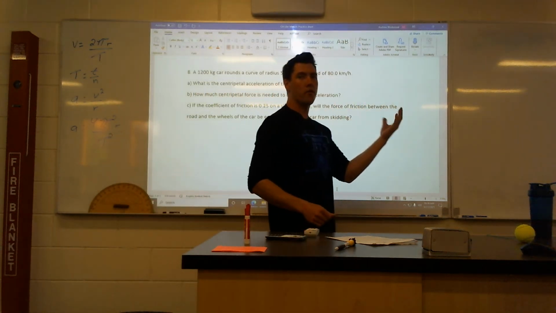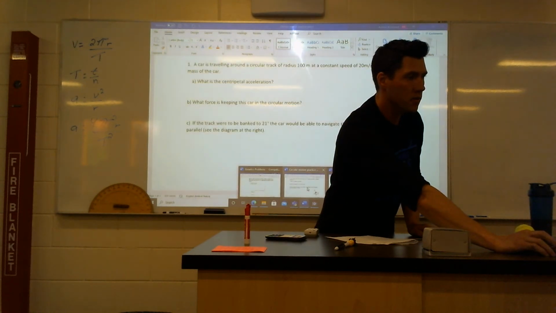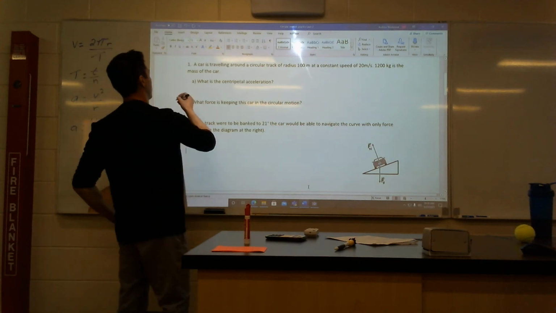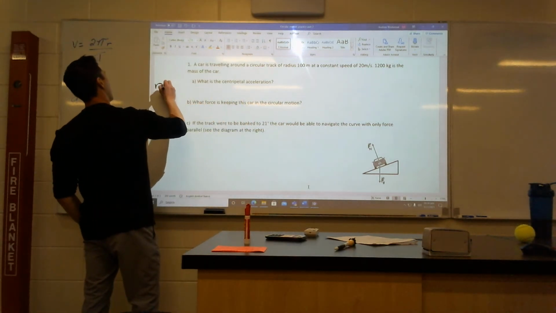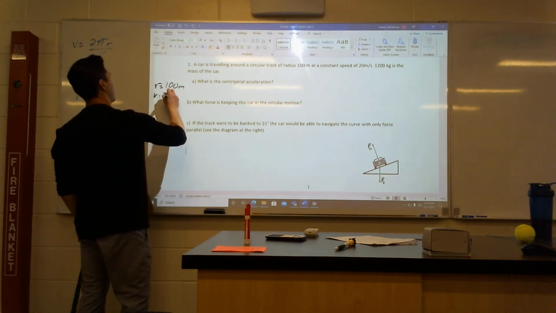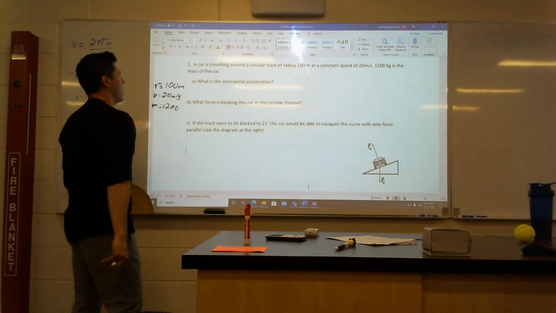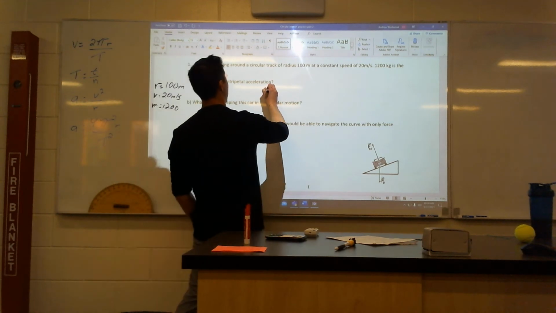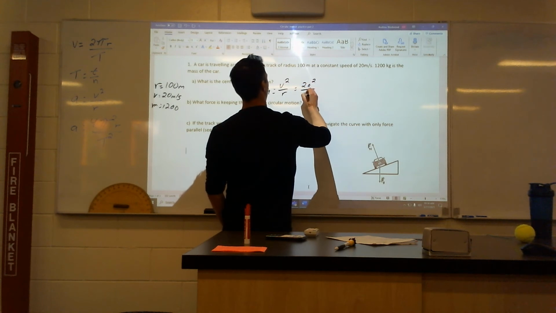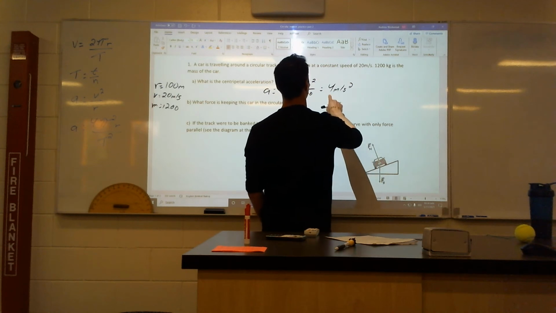This is now question 1 from practice sheet number 2. It says a car is traveling around a circular track, a radius of 100 meters, at a constant speed of 20 meters per second, mass 1200. What is the acceleration of the car? So acceleration, again, v squared over r, 20 squared over 100, and I get 4 meters per second squared. So that's my acceleration.